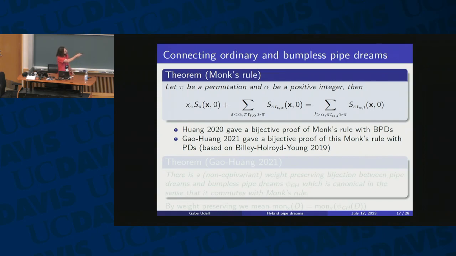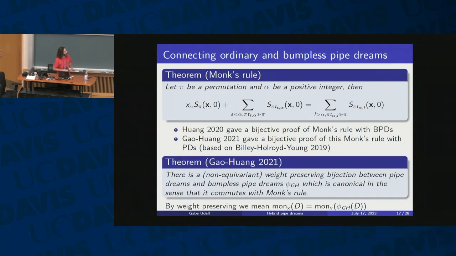And I think maybe some of the idea around this proof was also arrived at by Book, and I don't know the exact history there. Just that it's more complicated than what's on the slide. Okay, so why did I go on this tangent about Monk's rule? We were talking about hybrid pipe dreams and like bijections maybe.